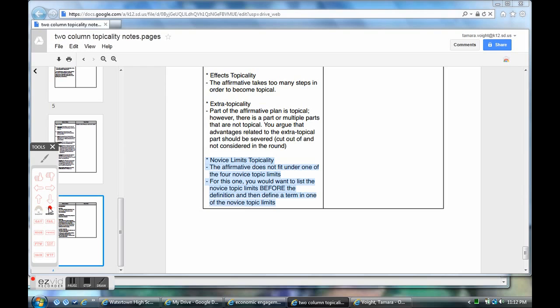The last is novice limits, and this just argues that they might be topical, but they are not one of the novice topic limits. You do not need to define a part or a term, novice topic limits, like that bottom part says, but you do need to list the novice topic limits.